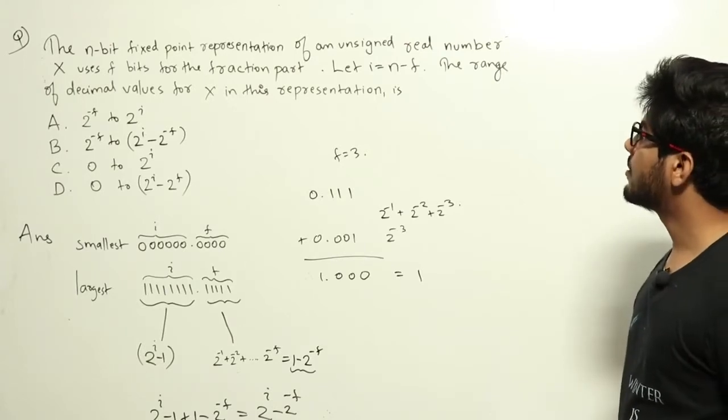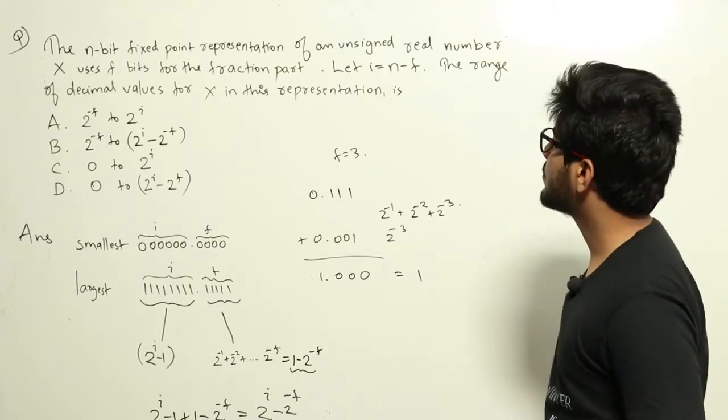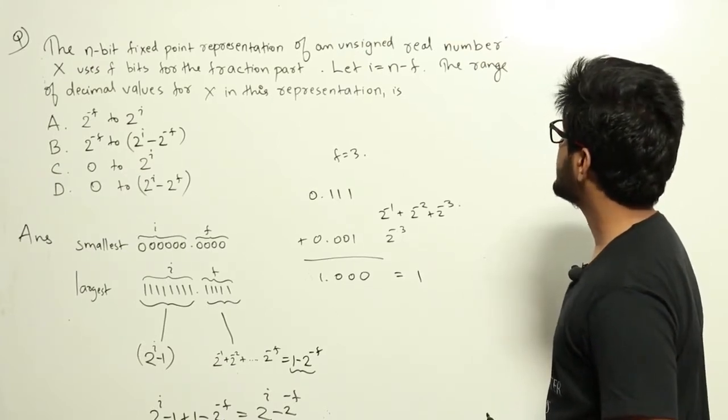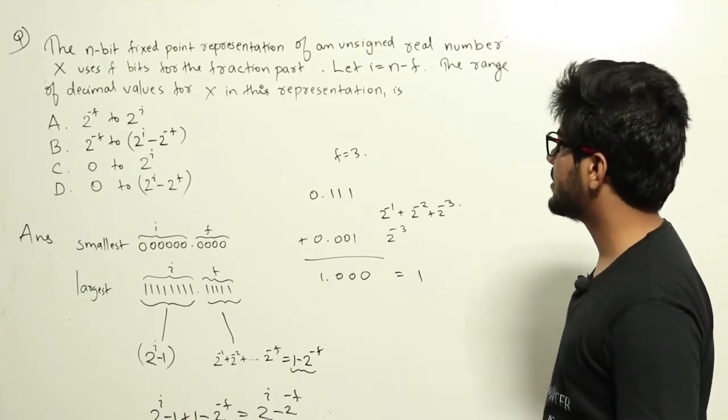The n-bit fixed point representation of an unsigned real number x uses f bits for the fractional part. Let I equal n minus f. The range of decimal values for x in this representation is.